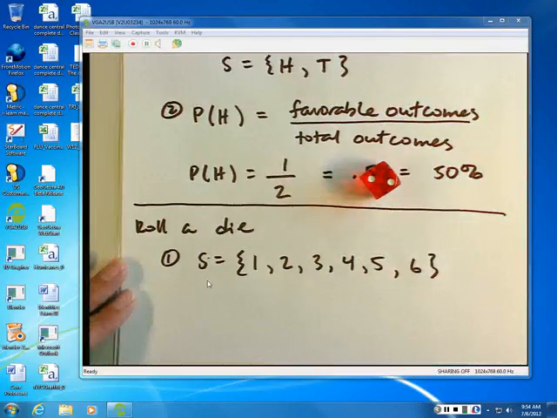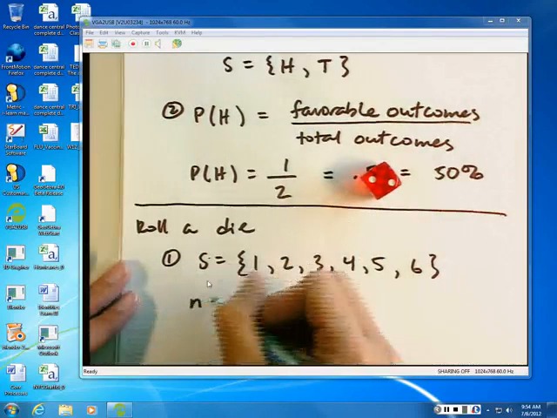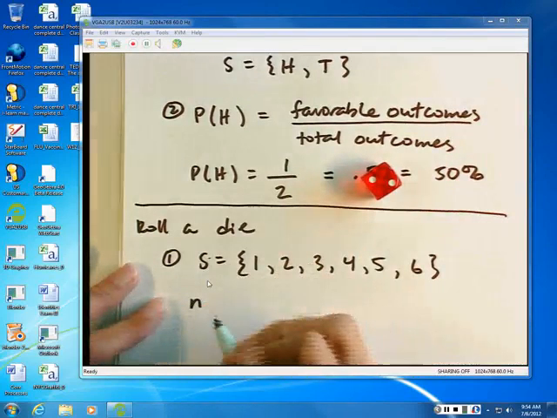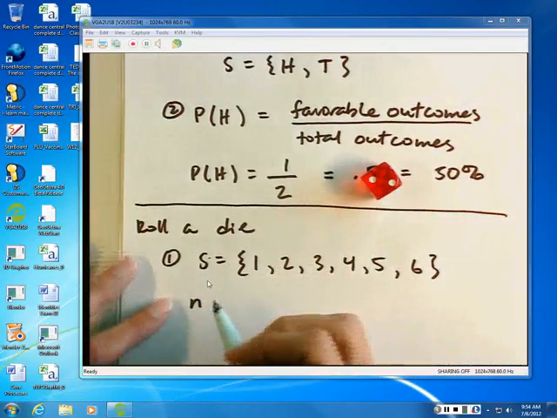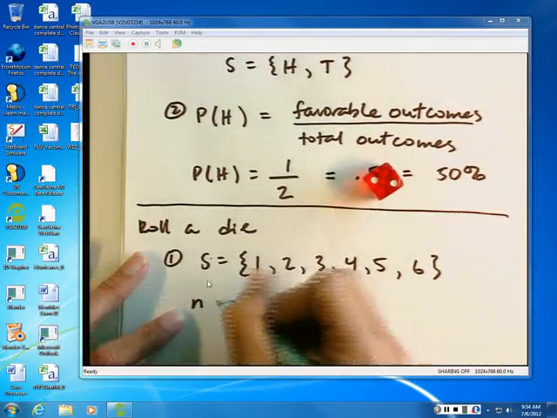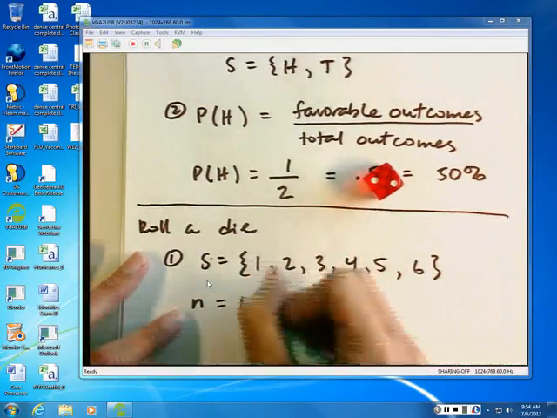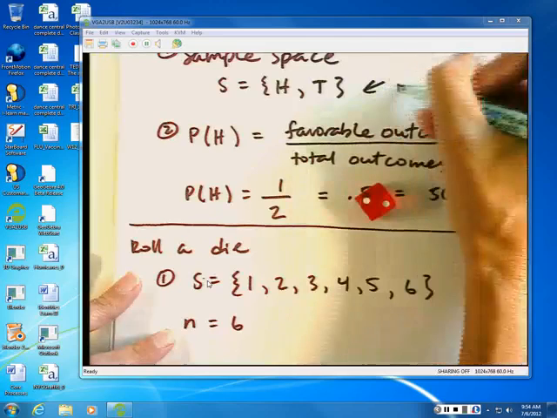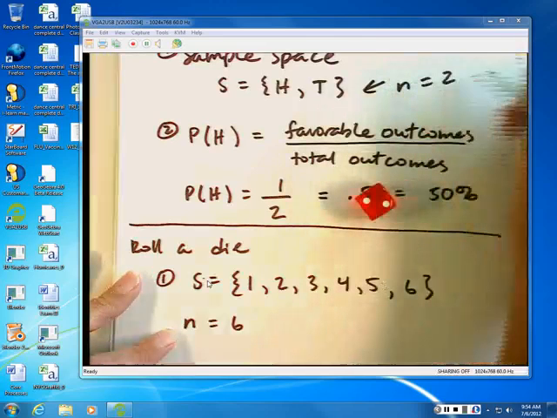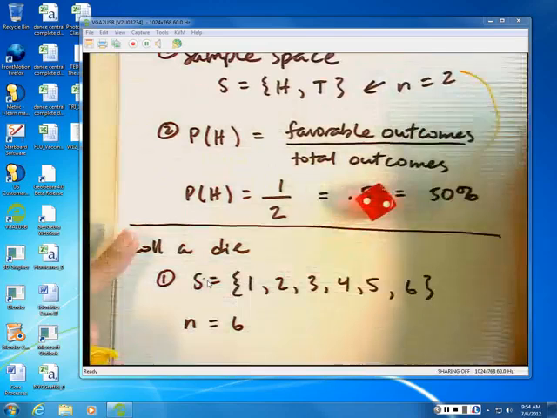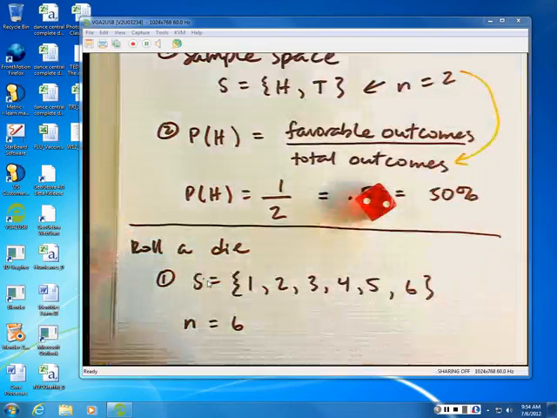I can also talk about the number in my sample space, n, which is our same old n for how many we had in a distribution. So the number in that sample space is 6. If I go up here to my nickel, the number in this sample space is 2. And it's no coincidence that that shows up in our denominator.